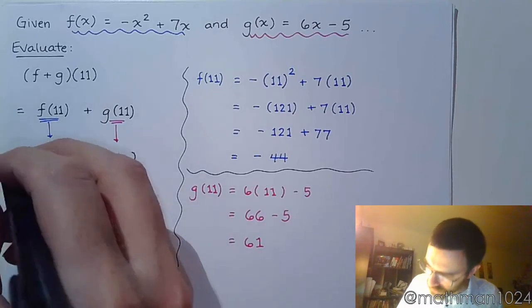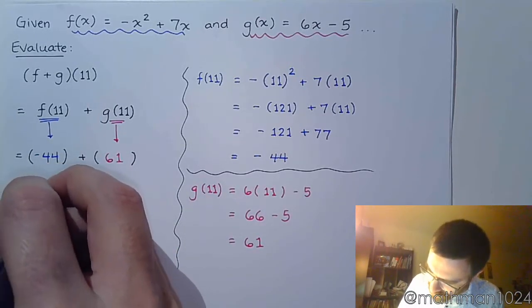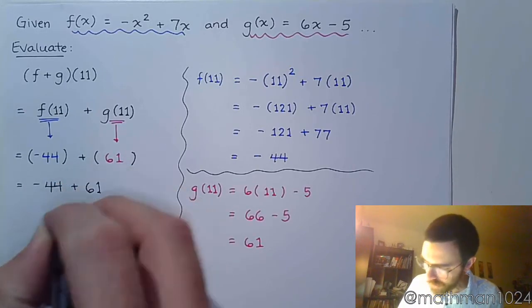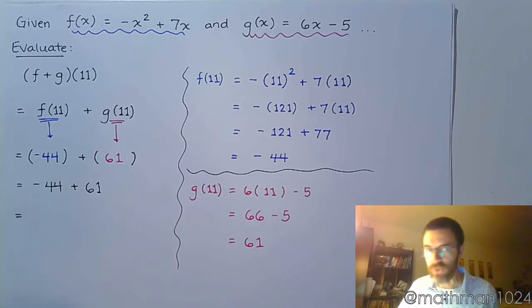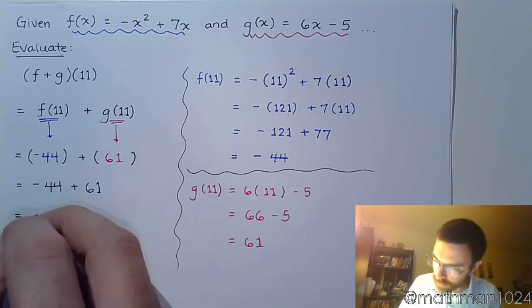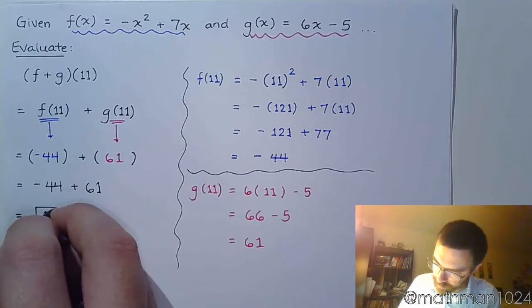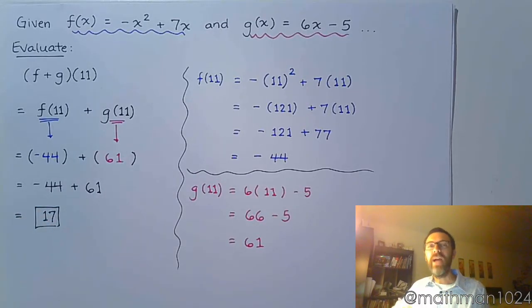All right, so when I work this out, this is just negative 44 plus 61. The positive number is larger, so you know that the result is going to be positive. So this is really 61 minus 44, and we come up with 17. So this problem asked us to plug 11 into each function and then add the results. We did. We get 17. That's all there is. Do not make this more difficult.